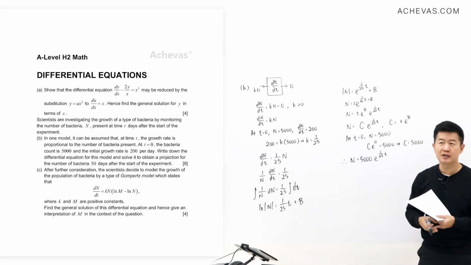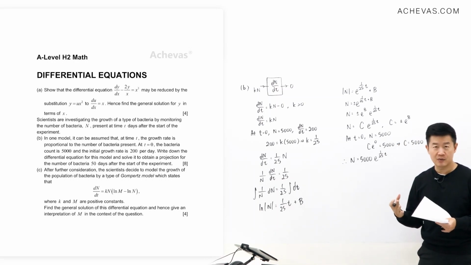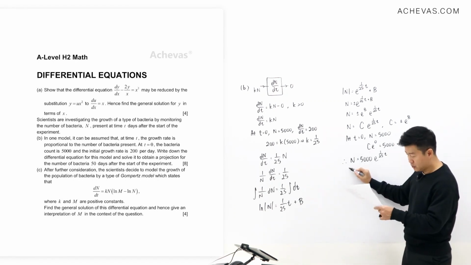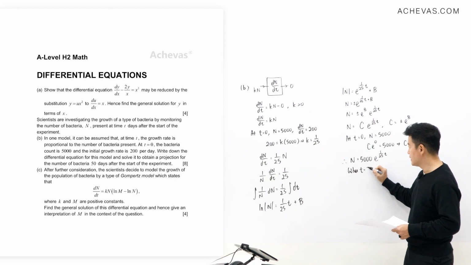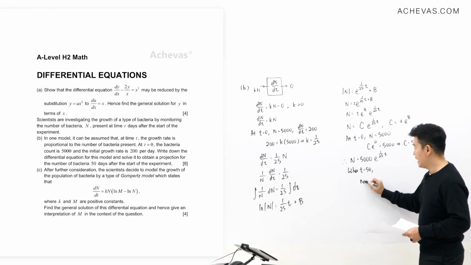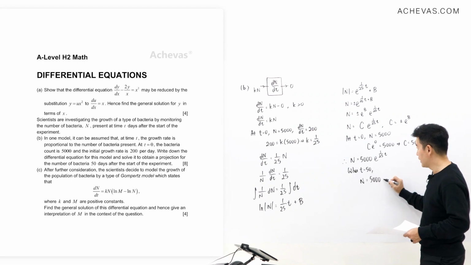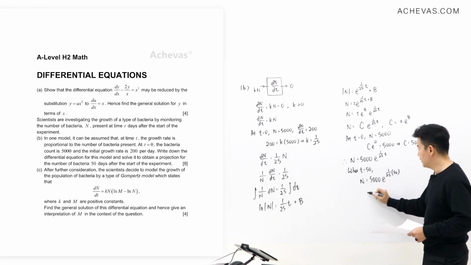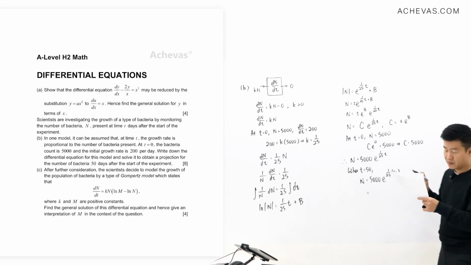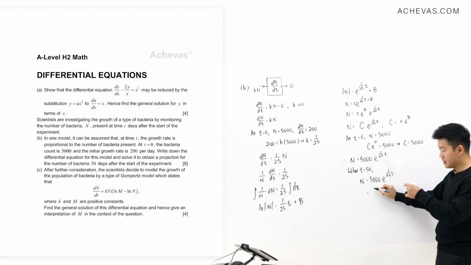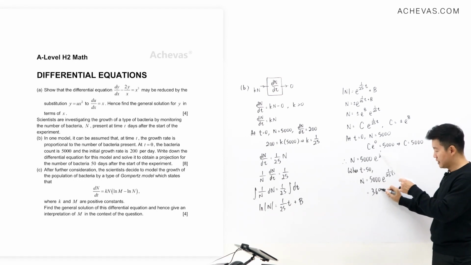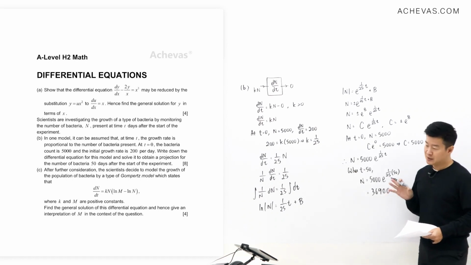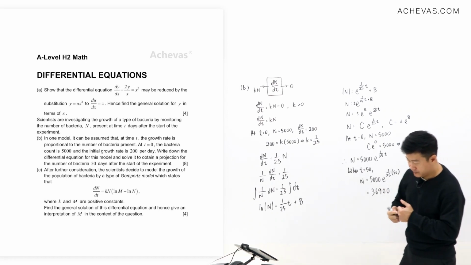The question requires us to find the number of bacteria when the number of days is 50. So we're going to let t be equal to 50. So when t is equal to 50, that means n is going to be equal to 5,000 e to the power of 1 over 25 times 50. Pressing this into the calculator, writing down my answer in 3 significant figures, I'll be getting 36,900. Okay, this is part B. Let's move on to the last part of this question.